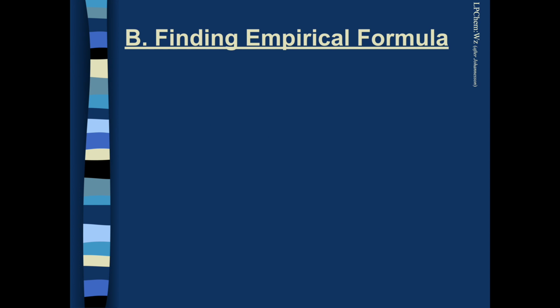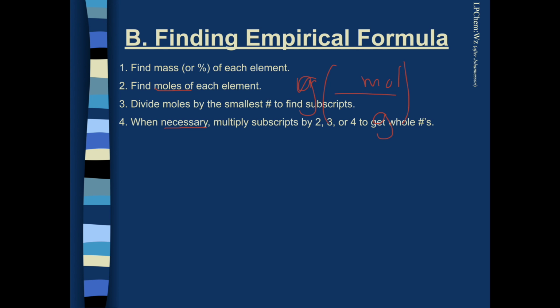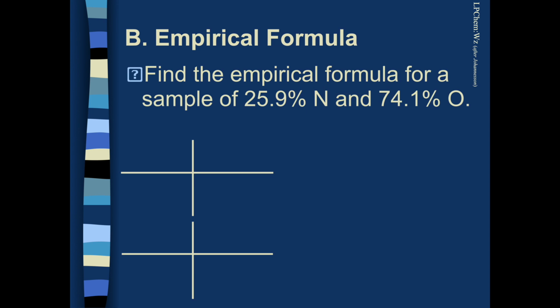So these are the steps you're going to take when you're trying to find an empirical formula. Step 1 is you need to find the mass or the percent of each element. Step number 2 is we need to find the moles of each element. So this is like what we learned last unit, right? Where we convert from starting with grams, and then we go grams to moles. Then, after we have the moles of everything, we need to divide the moles by the smallest number to find what our subscripts should be. And then finally, if necessary, we multiply the subscripts by a number to make sure that it's a whole number in the end. And we'll do some examples of these now.